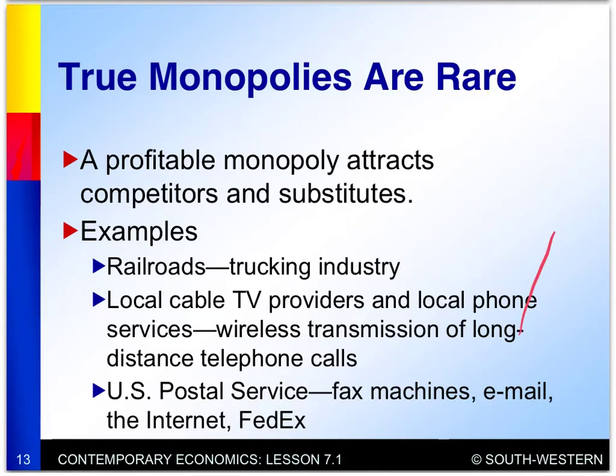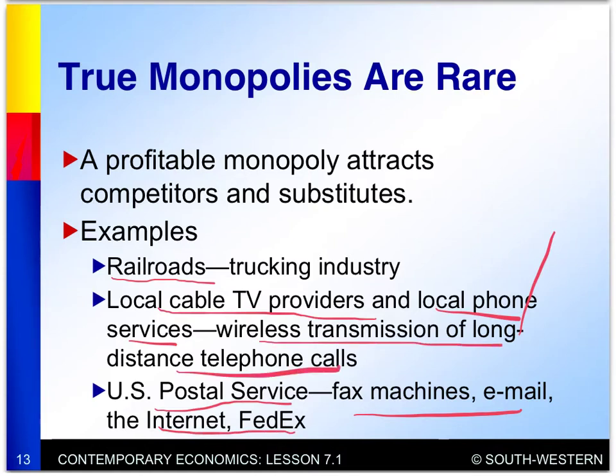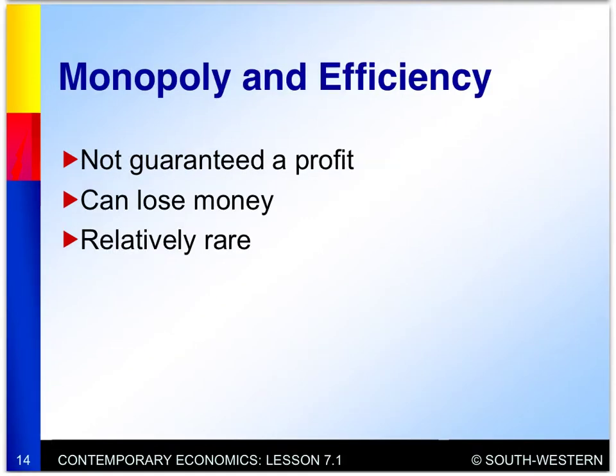Here are some examples. The railroads had a monopoly in the 19th century. Local cable TV providers, like we only get Charter in Hoover, I believe. And local phone service, like AT&T. The U.S. Postal Service used to have a monopoly on getting letters. Of course, email has replaced the Postal Service. Wireless cell phones have replaced your local home phone. The trucking industry almost killed the railroad industry. So monopolies don't last forever because they get competitors. Monopolies are relatively rare. They can lose money and they're not guaranteed profit.